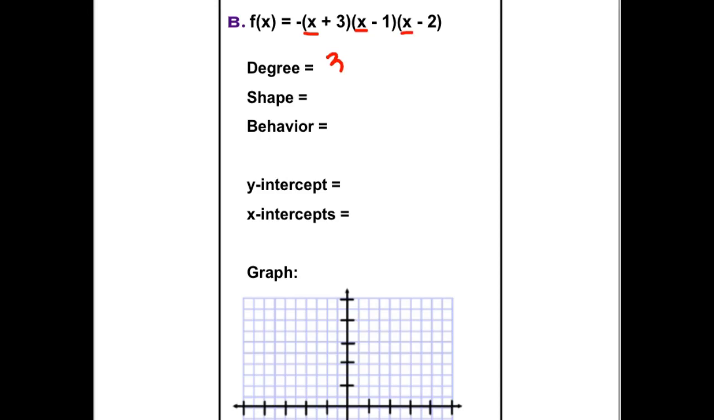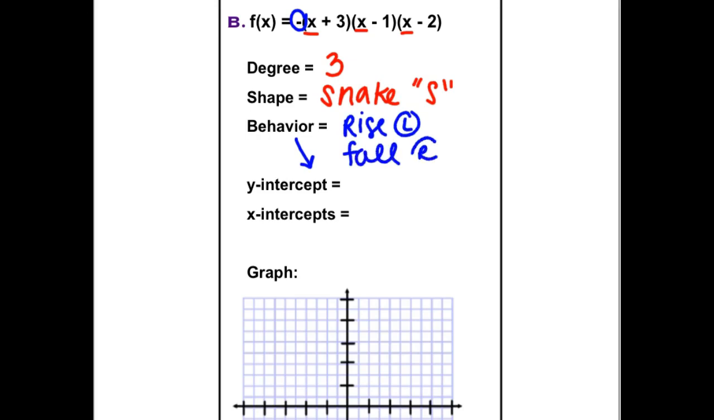That means my degree is 3. That means my shape is a snake or S shape. I know it doesn't look much like an S, so you can feel free to call it a snake. It has a leading coefficient that's going to be negative, and therefore my behavior has a downward trend. So it's going to rise to the left and fall to the right.